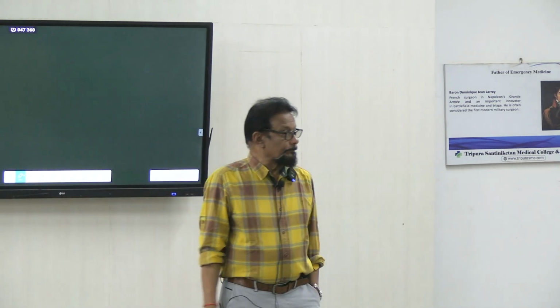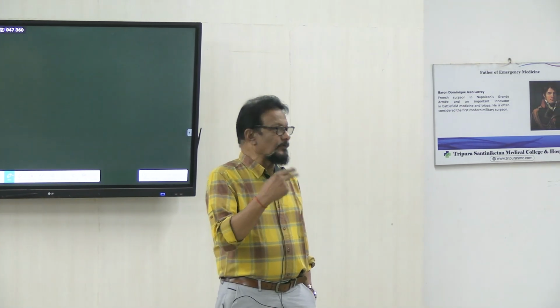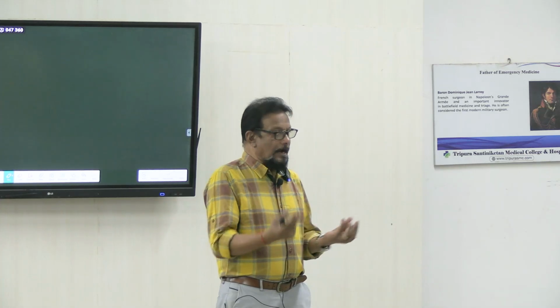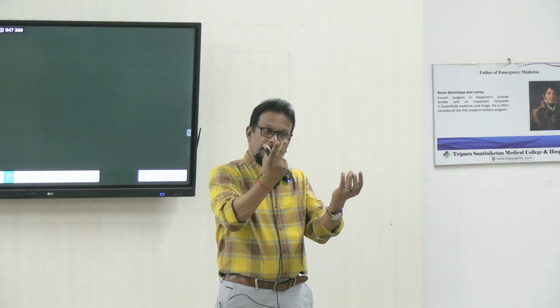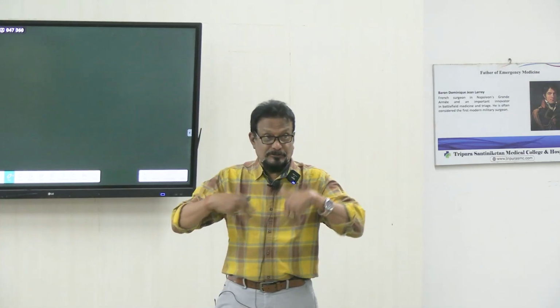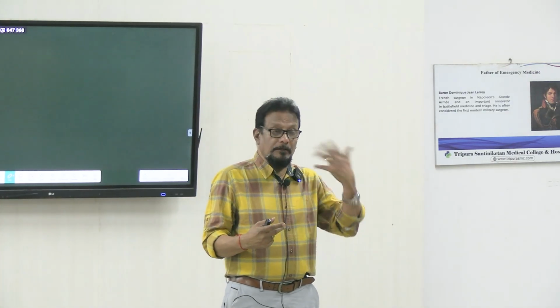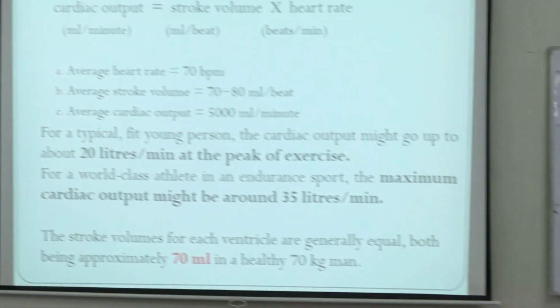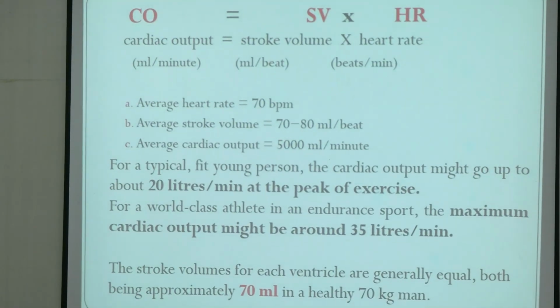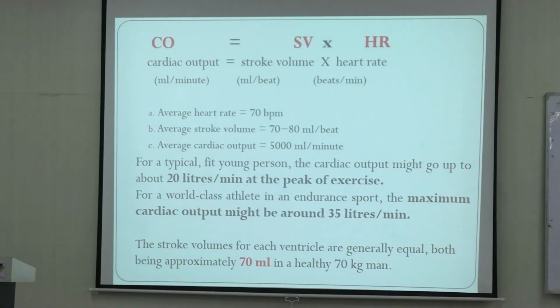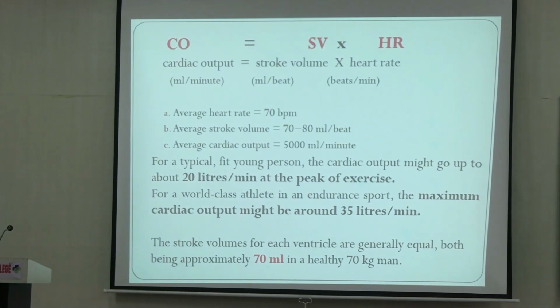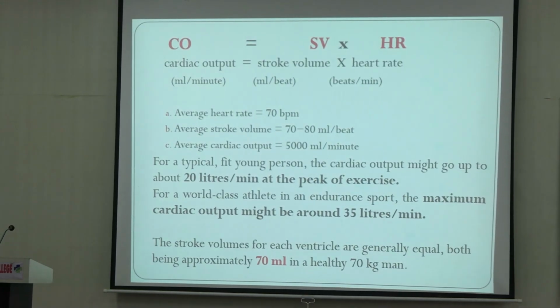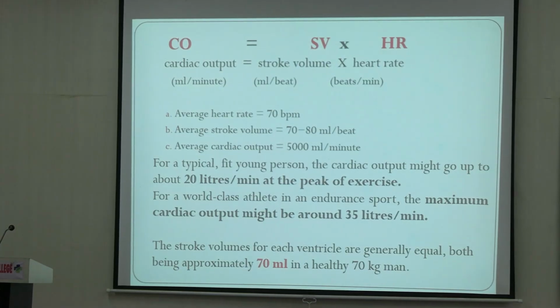In case of athletes, if you do severe exercise, your heart rate will be increased, and at the same time your stroke volume will be increased. As a result, during extreme exercise, your cardiac output, minute output, may go beyond about 20 liters per minute. And in highly trained athletes, for example marathoners, their cardiac output may increase up to 35 liters per minute. So their heart is very strong.